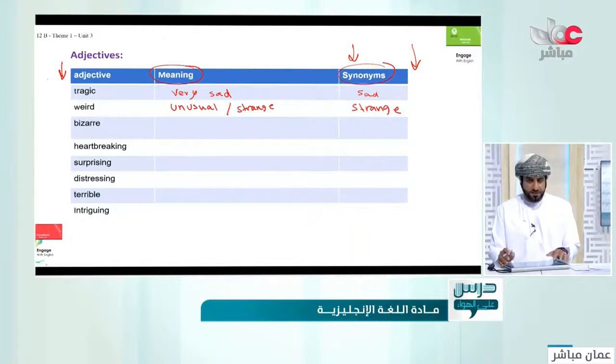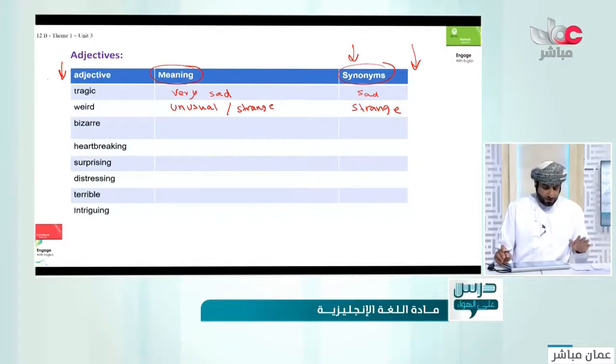And of course, I did it in a very easy way because I know the meanings of these adjectives, but you will be asked to get help from your dictionary. So the teacher or you yourself will look up these new adjectives in the dictionaries, find the meanings, summarize the meaning, and get as many synonyms as you can. So if we say bizarre, the same thing. Bizarre is very strange as well. Strange. Yeah, let's do them all instead of doing one by one.